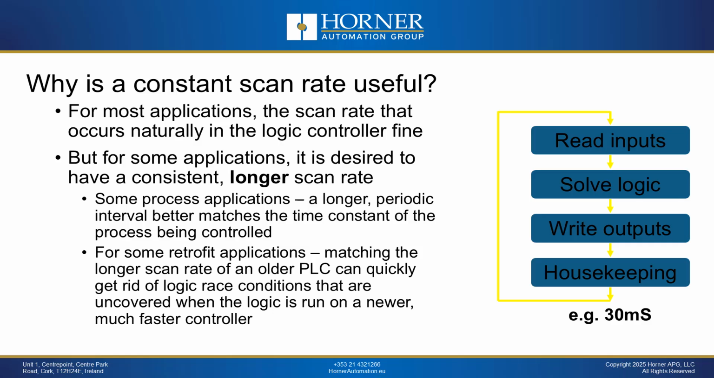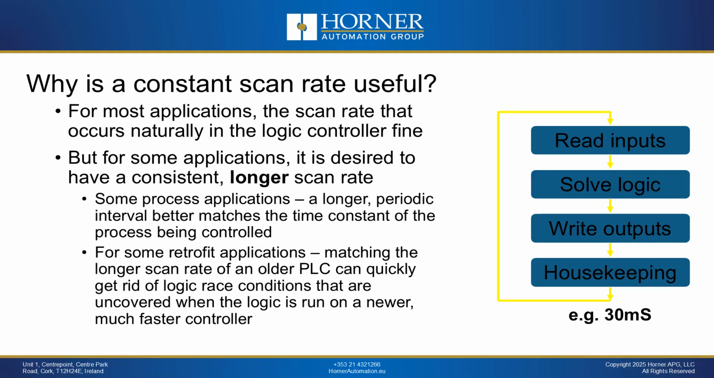One example is in process applications, where a longer, consistent interval might better match the timing of the process you are controlling. Now, this does not mean you need to slow down your entire program just to match something like a PID loop. Most PID instructions, like the one from Horner, let you set your own execution rate independently. So if you want a PID to run every 100 milliseconds, you can do that without affecting the rest of the logic. But where this comes in handy is during a retrofit project. Say you are replacing an older controller with a much faster one, you might start seeing machine sequences acting up or getting stuck.